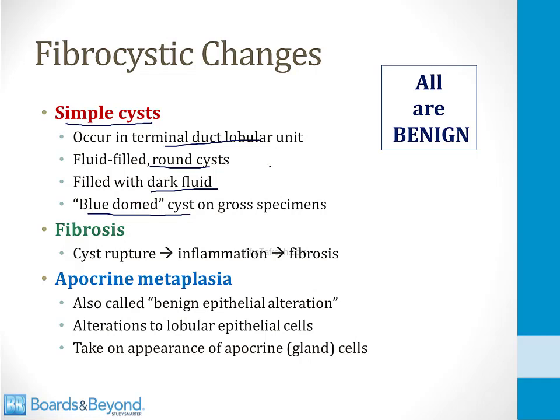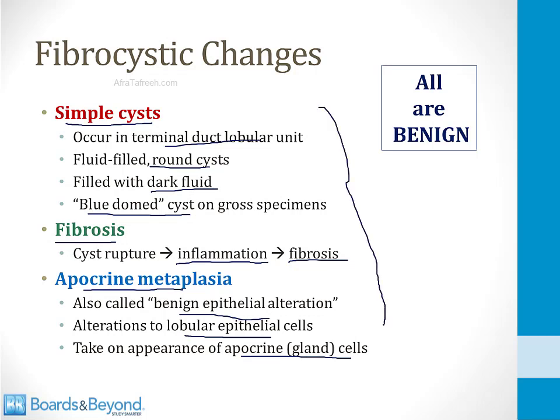Simple cysts are classified as a type of fibrocystic change. Second, some women develop fibrosis. If a cyst ruptures, it can lead to a little bit of inflammation, and that can lead to fibrous tissue, and this can cause lumpy, bumpy breasts, and this is also a fibrocystic change. And then lastly, some women develop apocrine metaplasia. This is also called benign epithelial alteration, and it gets that name because in apocrine metaplasia, there are alterations to the lobular epithelial cells, and they take on the appearance of apocrine or glandular cells, and therefore this is called apocrine metaplasia. And the key thing to know about all of these changes in breast tissue is that they lead to lumpy, bumpy breasts. They're called fibrocystic changes, and they're all benign.